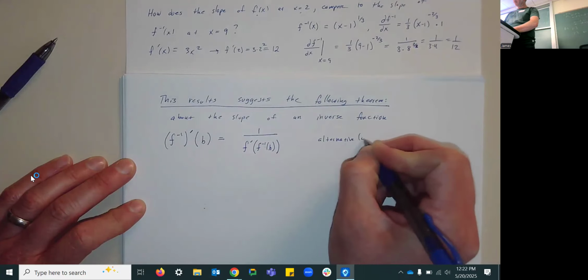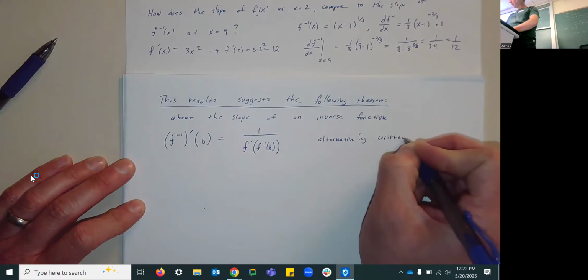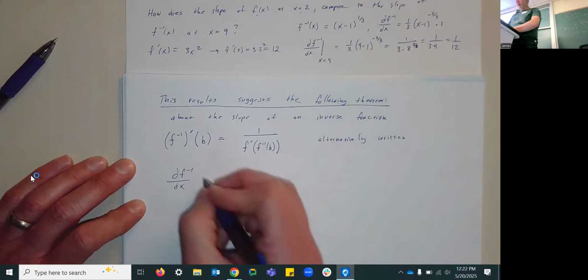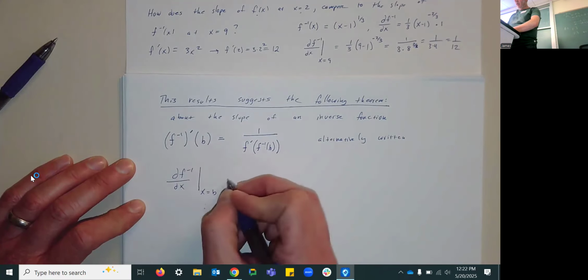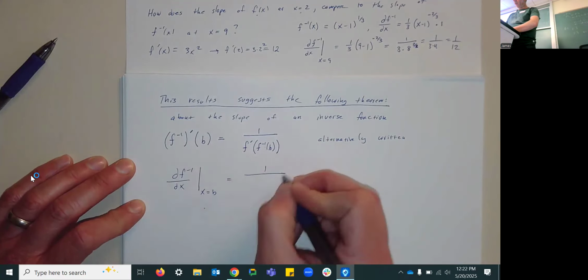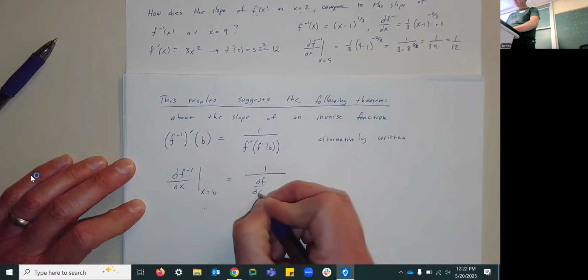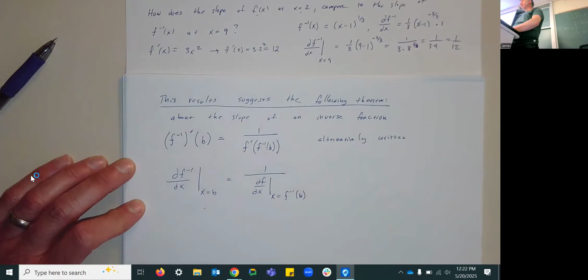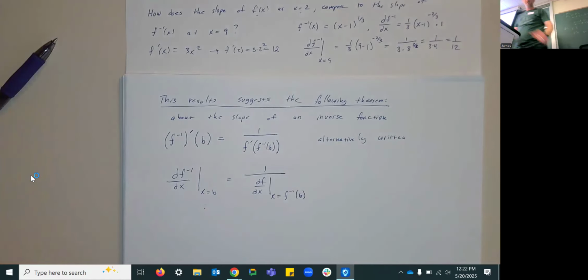Alternatively written as: the derivative of f inverse with respect to x evaluated at x equal to b is equal to 1 over the derivative of f of x evaluated at x equal to f inverse of b. It's literally the same thing, just written a different way. So kind of weird, but also kind of useful. There are 2 uses I can think of for it.